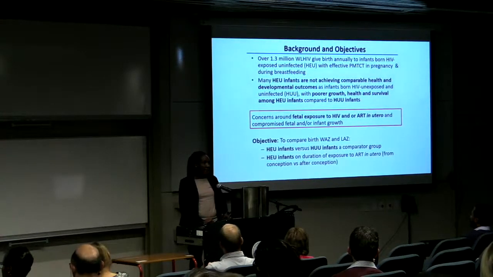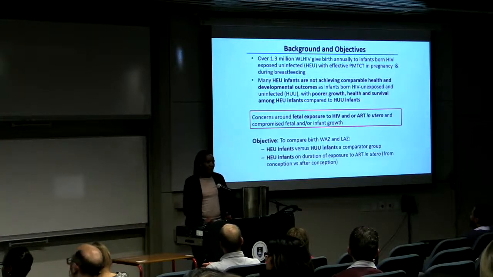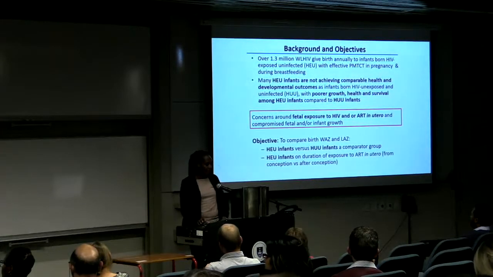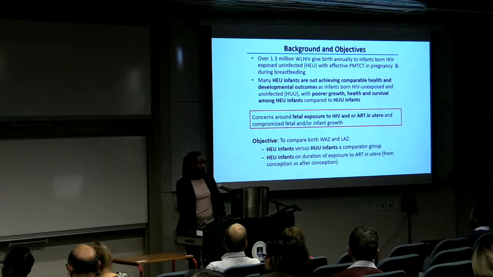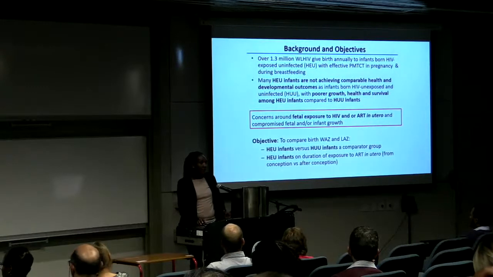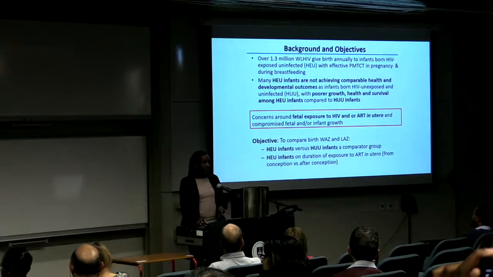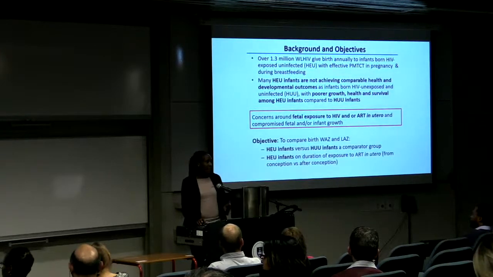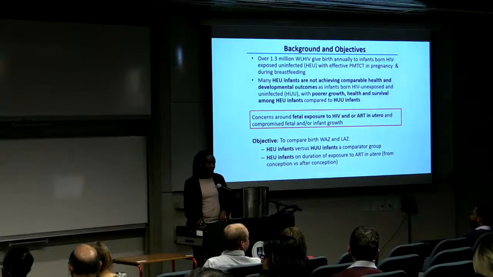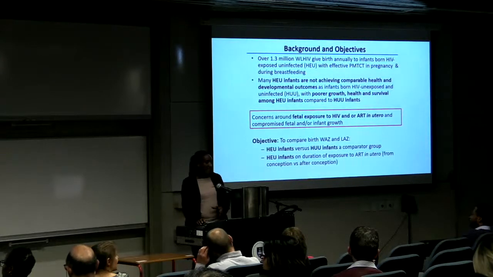So the concern is around fetal exposure to HIV in utero and compromised fetal and infant growth. So our objective is to compare birth weight for age Z score and length for age Z score in infants who are born HIV exposed uninfected versus the comparator group of HIV unexposed uninfected. And then we also restricted our population to HIV exposed uninfected infants only, looking at the duration of exposure to ART in utero, that is from conception versus after conception.